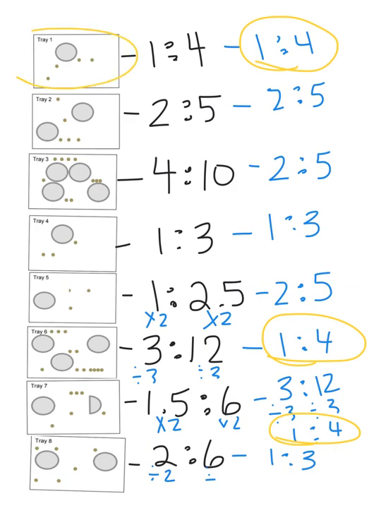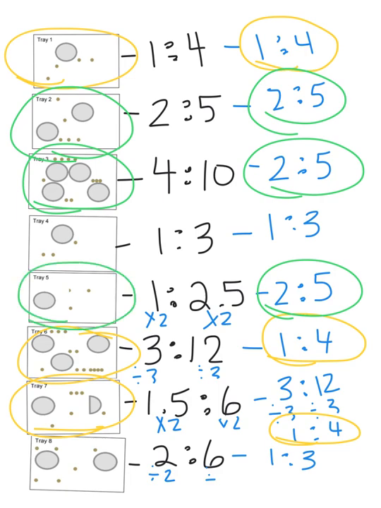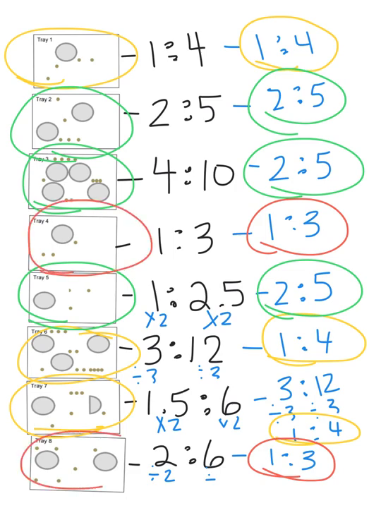So what that means is that tray 1, tray 6, and tray 7 all had equivalent ratios. I'll use my green here because I see I also have some 2 to 5. So tray 2, tray 3, and tray 5 all had a 2 to 5 ratio of cookies to chocolate chips. And I'm just going to use my red then. I notice that I have two that had a ratio of 1 to 3. So 1 cookie to 3 chips. So tray 4 and tray 8.